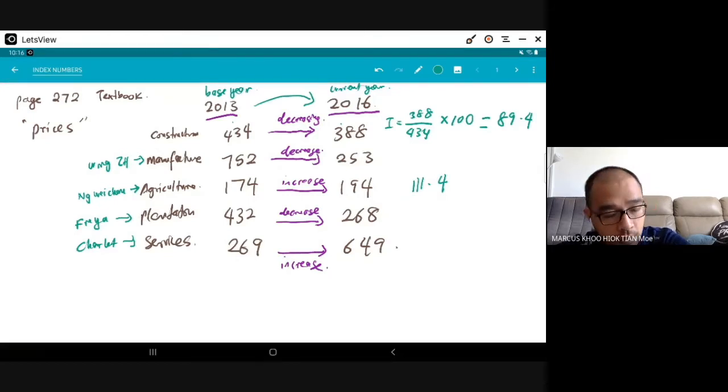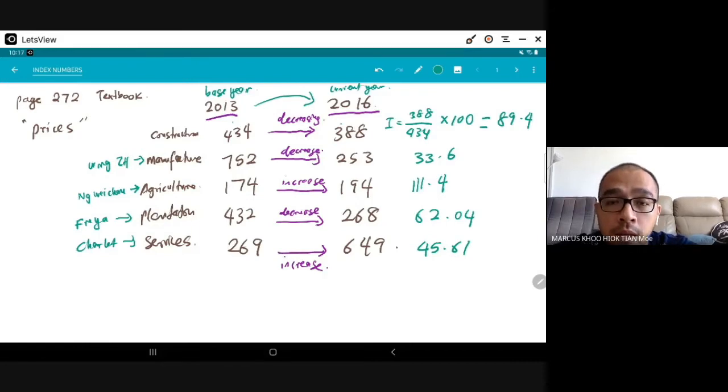Priya 62. Wong Zhong Han 33.6. Priya 62, just now 62. Is it exactly 62? 62.04, okay. Yeah, so all these decimals are very important. 45.61. Okay. Ng Wei Chen and Wong Zhong Han, can you give me 2 decimal places?